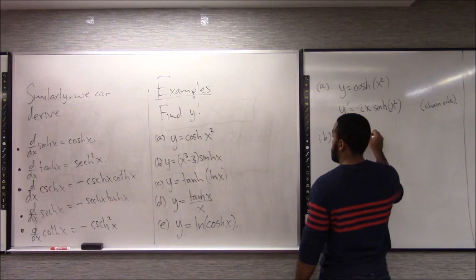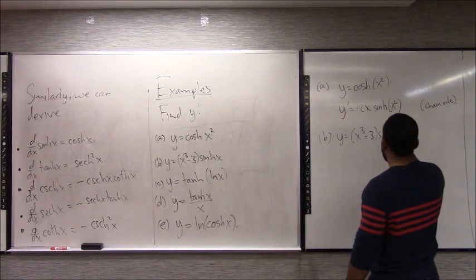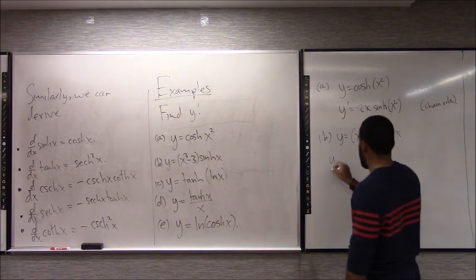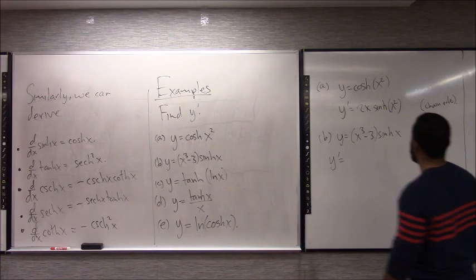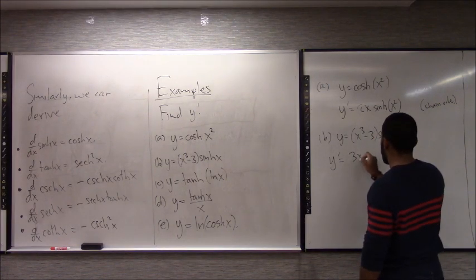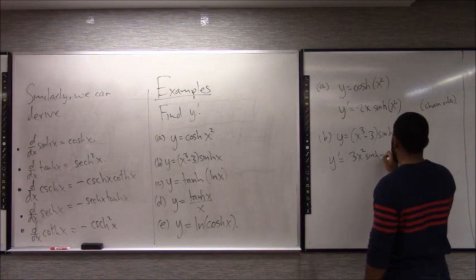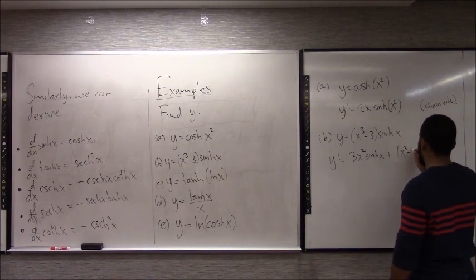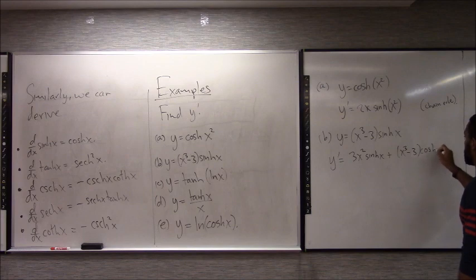So x cubed minus 3 times sinh. How would we find the derivative here? Product rule. So you're going to differentiate the first thing, leave the second thing, plus leave the first thing, differentiate the second thing.